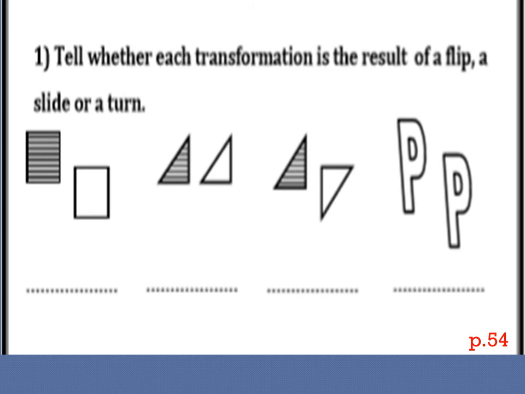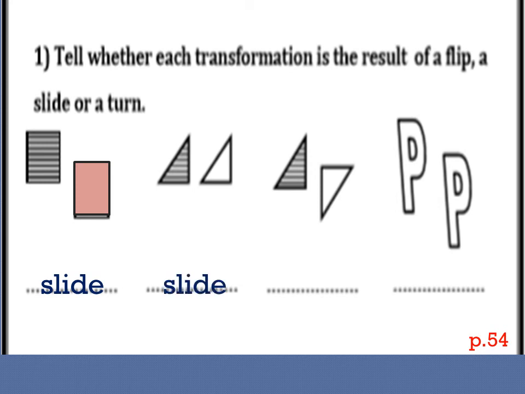Okay. And now number 1, open booklet page 54. Number 1, tell whether each transformation is the result of a flip or slide or turn. So here the first one, we have this rectangle. When we move it like this, so this transformation is called what? It is called slide. And here we have this triangle. When we move it like this, this transformation is called slide.